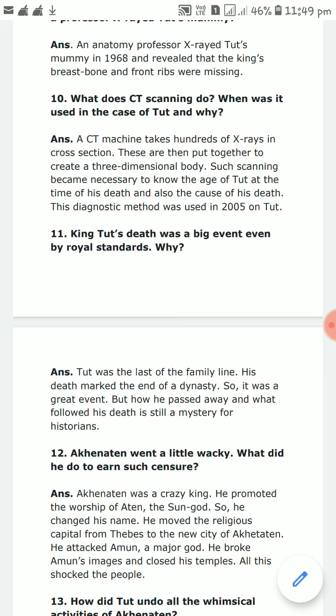So the question is like this: what does CT scanning do? What is the main function of a CT scanner? When was it used in the case of Tut and why? When was it used? Already it was given in your text that it was used in the year 2005. So we are coming to that point. Let me discuss the answer from the very beginning.